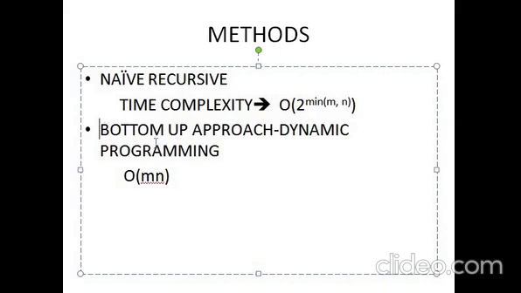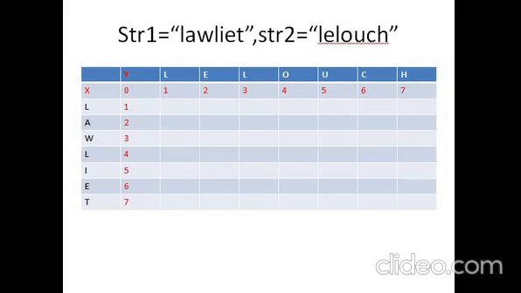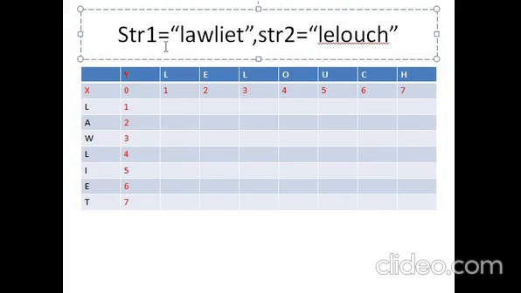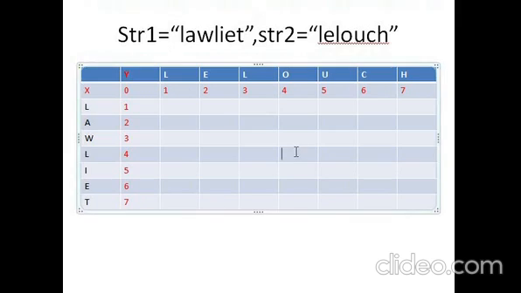So this is the best, and I'll show you the algorithm right now. Let's take two strings, Loliet as the first and Lelouch as the second string. I'm just filling this table, which is a normal table, easy to fill. Just fill the indices from 1 corresponding to the characters.